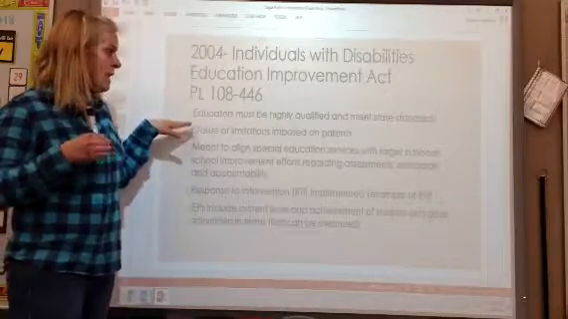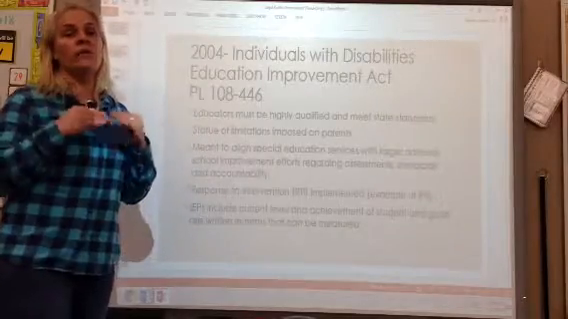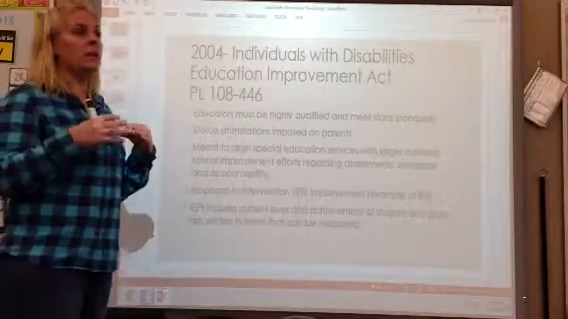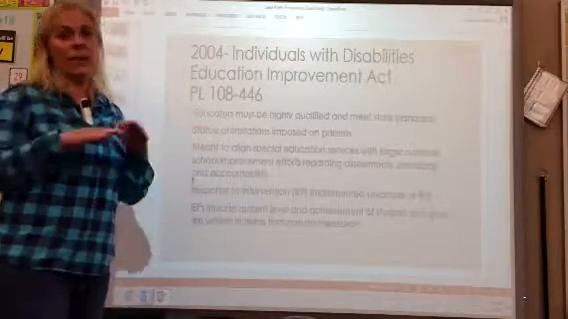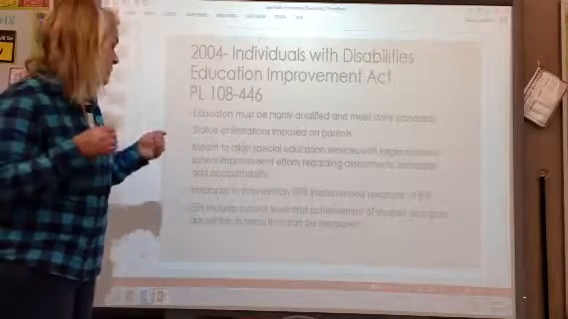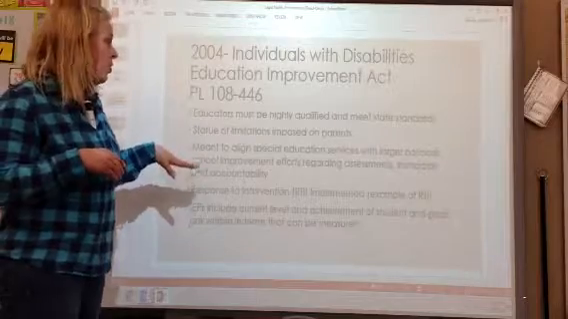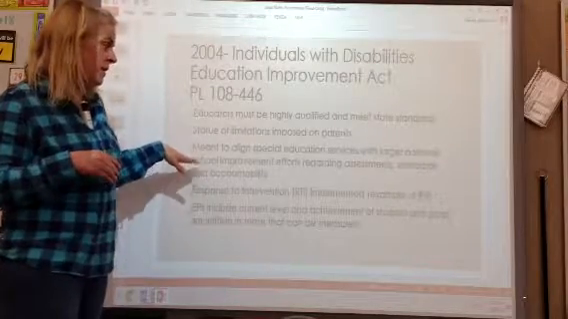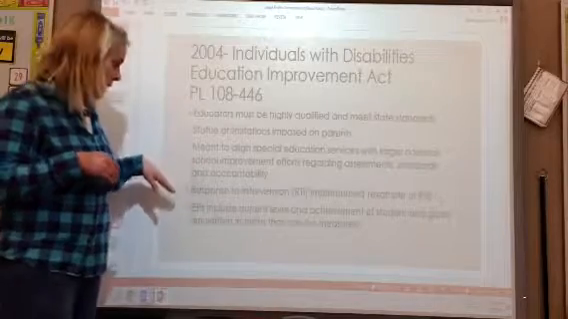The statute of limitation was imposed on parents. That meant that there's only a certain amount of time that a parent can go back and disagree with something. If that statute of limitation is done, the parent has no recourse in the actions for whatever that situation was. It's meant to align special education services with larger national school improvement efforts regarding assessments, standards, and accountability.